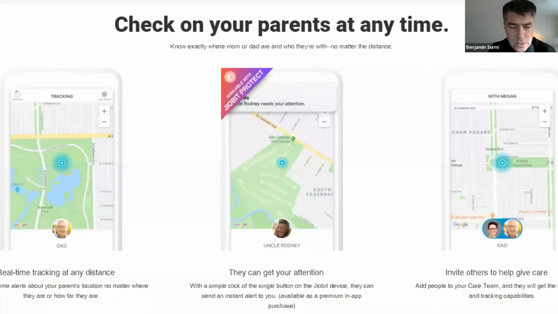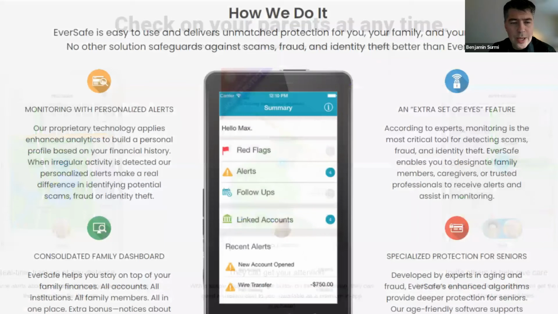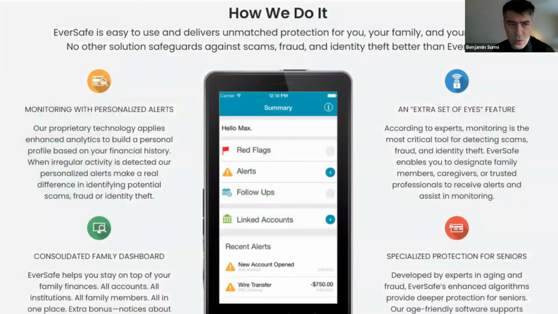Okay, I want to go to Eversafe now. So Eversafe is a tool to help monitor financial safety, right? So this is going to help with scams, fraud, and identity theft. It helps the family stay alert on all the accounts that this older person is involved in without the family necessarily having the power to withdraw money and things like that. It just lets the family keep an eye on anything that might be fraudulent.